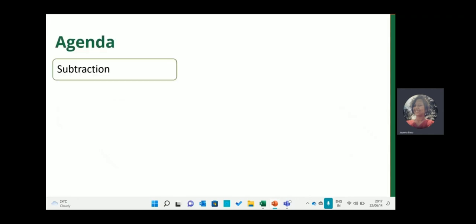Now, it's very interesting to know about subtraction, by the way. Subtraction is a formula that does not exist in Microsoft Excel. But everybody uses subtraction, right? So let's understand the subtraction formula in Microsoft Excel. So let's begin our session for the day.